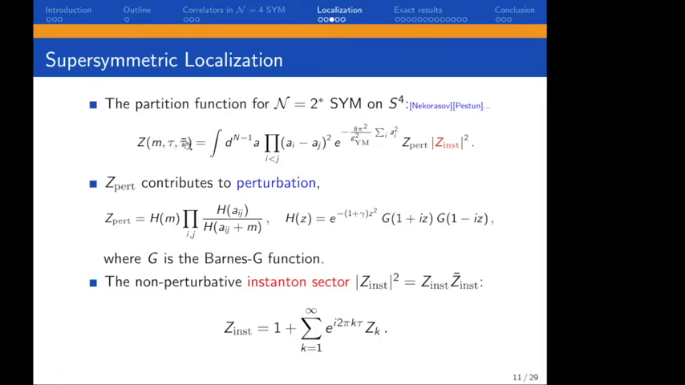There are two contributions. One comes from perturbation, so I denote it as Z perturbative. Another is the non-perturbative contribution coming from instantons. To be concrete, the perturbative term is given by this so-called Barnes G function, explicitly given here, where gamma is the Euler gamma. And the instanton term contains instanton and anti-instanton, where the instanton part I can conveniently write as a sum over k instantons.